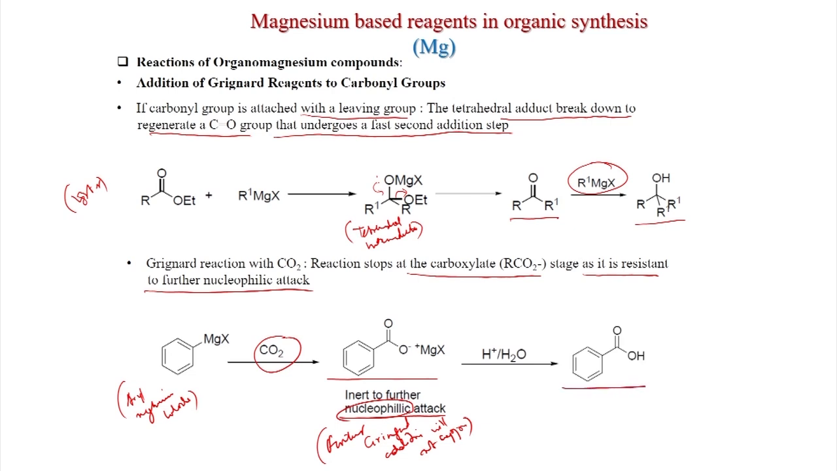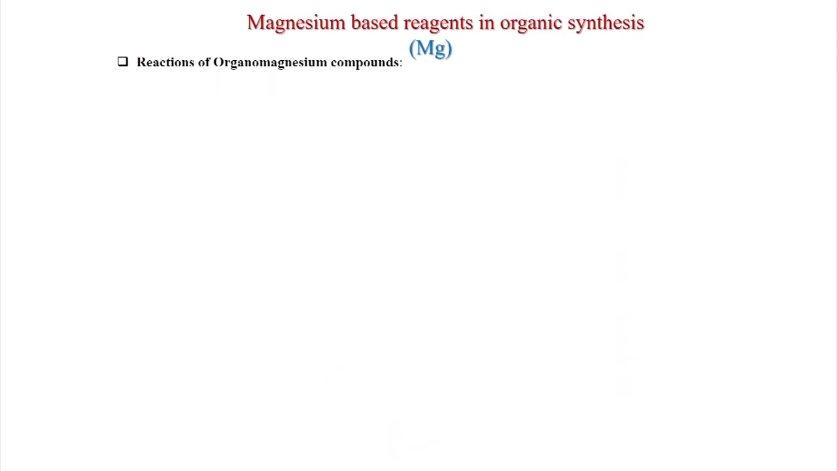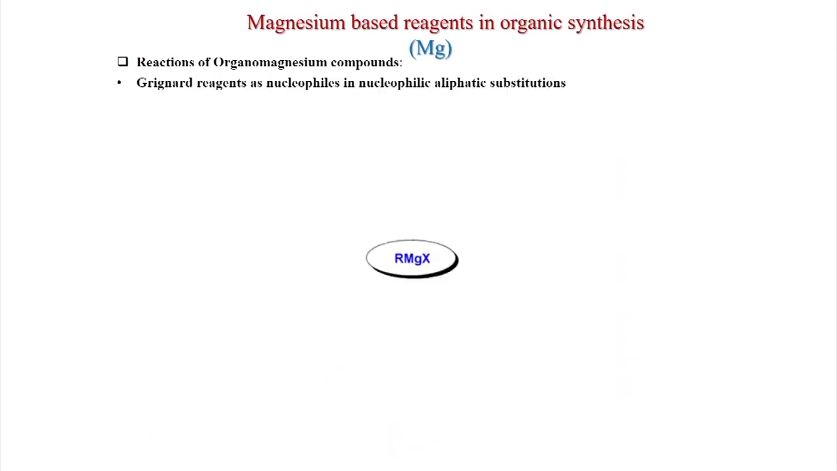So, this is a very useful method to generate carboxylic acid, because it is a one carbon homologation. When this Grignard reagent reacts with carbon dioxide, the carboxylic acid can be generated after workup. This is a very useful method to generate a carboxylic acid from aryl or alkyl halides. Grignard reagents as nucleophiles in nucleophilic aliphatic substitution reactions are also very much used.